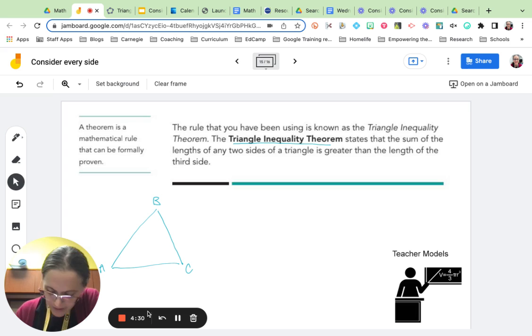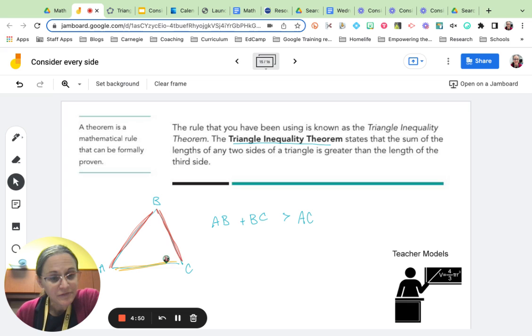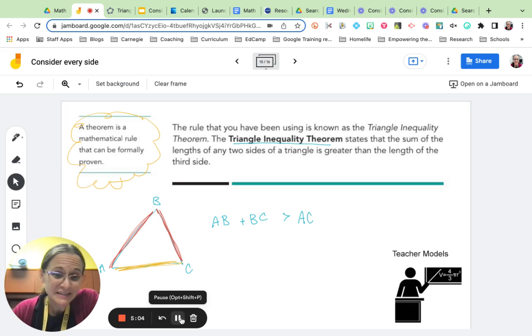We've talked about that before mathematically. We said that in order to form a triangle, AB plus BC must be greater than AC. It's kind of like earlier when I was talking about going to Starbucks on the way to my friend's house. AB plus BC must be greater than AC if you want to make a triangle. And that is what the triangle inequality theorem says. A theorem is just a mathematical rule that you can prove formally. And we could prove this theorem formally. We've proven it informally today.